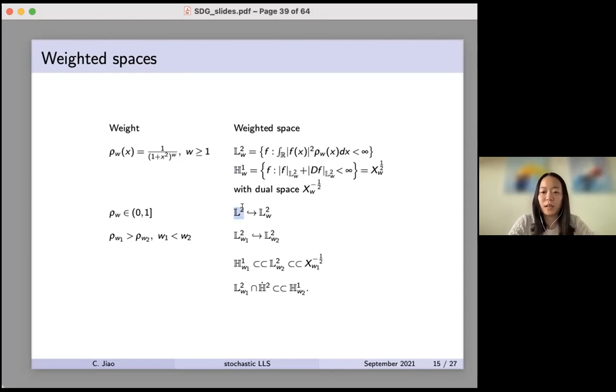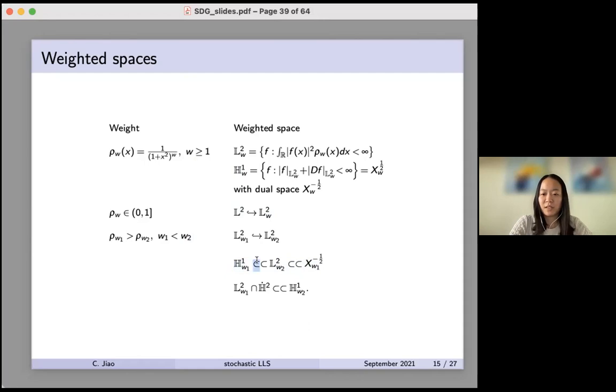First of all, the L2 space is continuously embedded in the weighted L2 space. L2w1 is continuously embedded in L2w2. So the greater the w, the faster the weight function rho decays. We also have a Gelfand triple here of compact embeddings. So H1w1 is compactly embedded in L2w2, which is in turn compactly embedded in the dual space of H1w1.